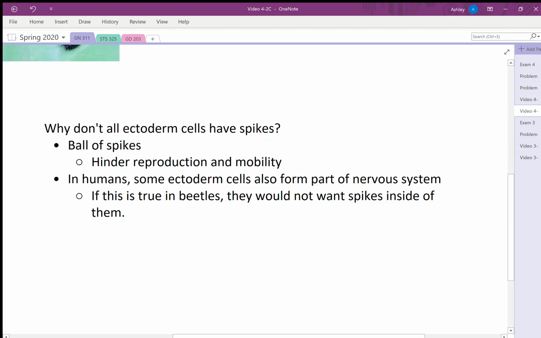For the application of this knowledge, it is important to understand why this regulation is important. For the spiny beetle, spikes provide protection from predators, but spikes are not present in all ectoderm cells. If all ectoderm cells produce spikes, reproduction would be hindered, along with mobility in general. Also, in humans, ectoderm cells form part of the nervous system. If this also applies to beetles, they would not want spikes to form inside of their bodies.